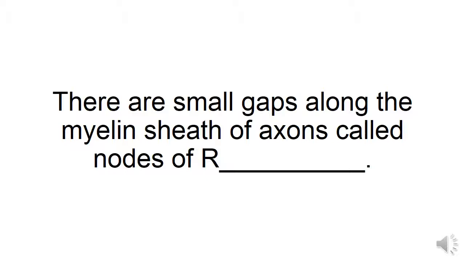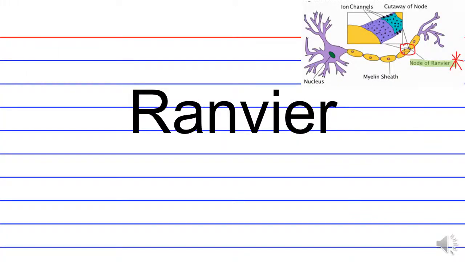There are small gaps along the myelin sheath of axons called nodes of R blank. Nodes of what? That would be nodes of Ranvier. And if you look to your screen, there you see a node of Ranvier. It's like a little space, a little gap. Here goes one, here goes another, and another.